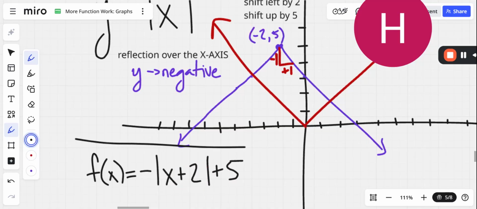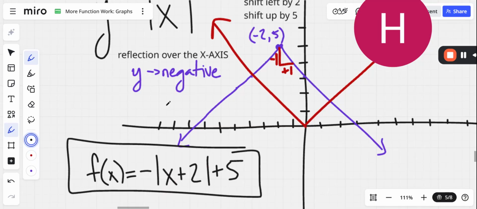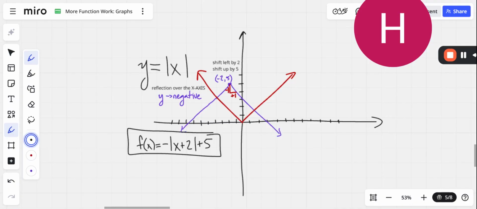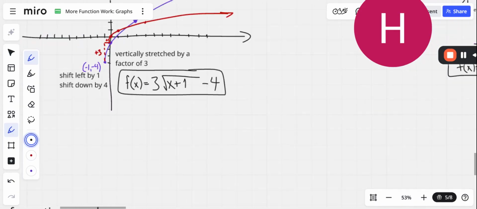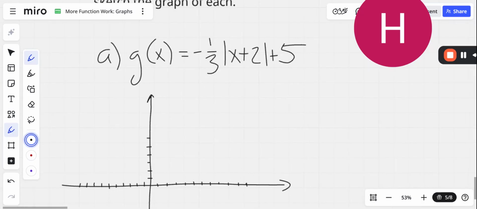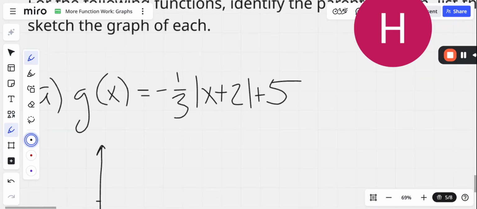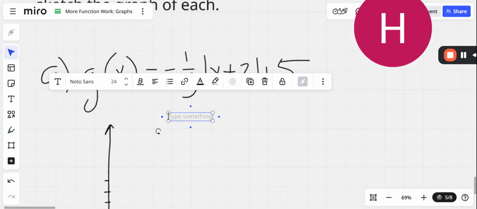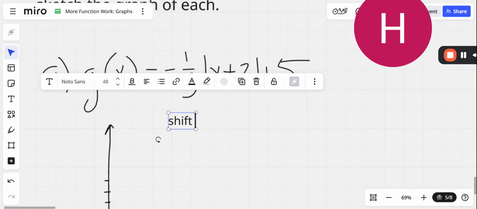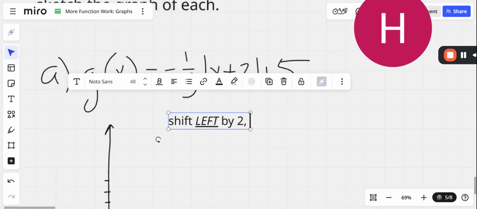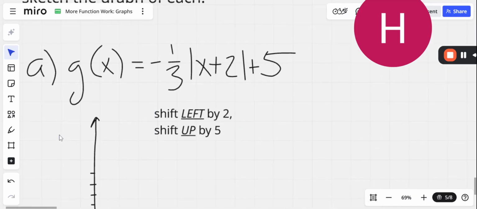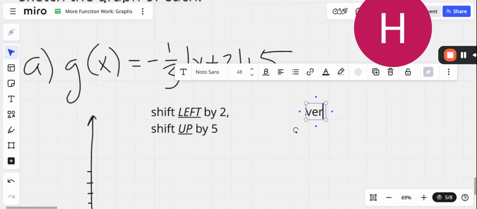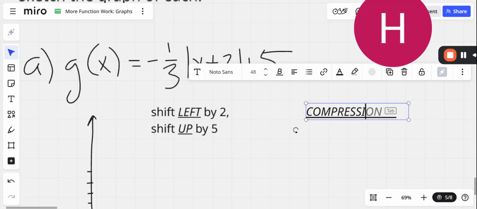Now this time they want us to list the transformations and they want us to graph it. So let's first list the transformations. This is going to be shifted to the left by 2, shift up by 5. What else do we have here? We have a vertical compression. It's sort of like a shrink, because we're not multiplying this by a big number, we're actually shrinking it. We're multiplying it by a third. Vertical compression and a reflection over the x-axis, which means flipping it downwards.